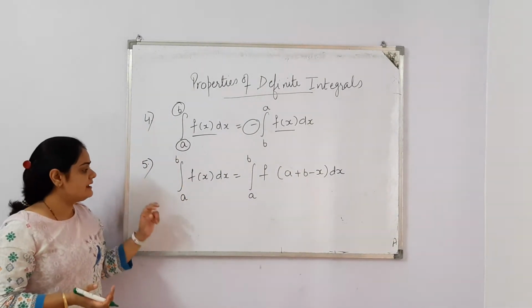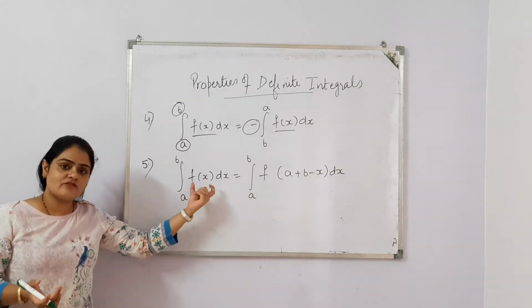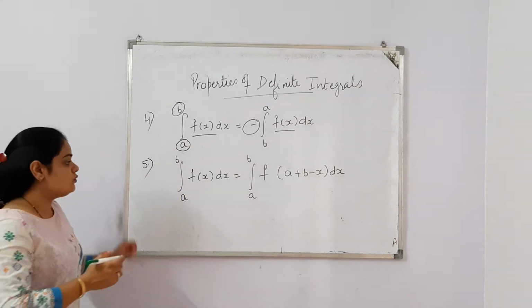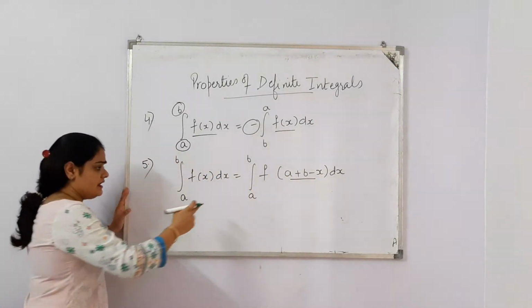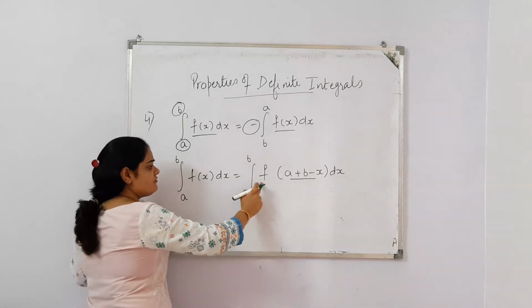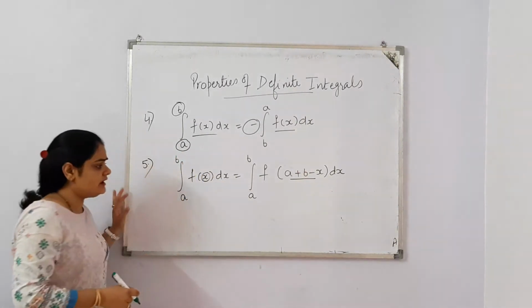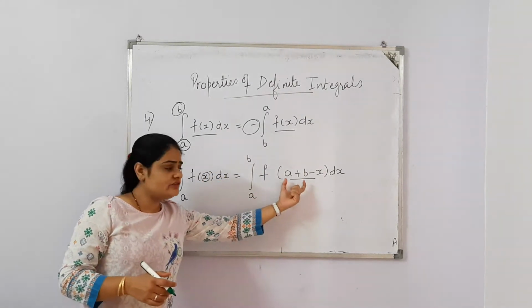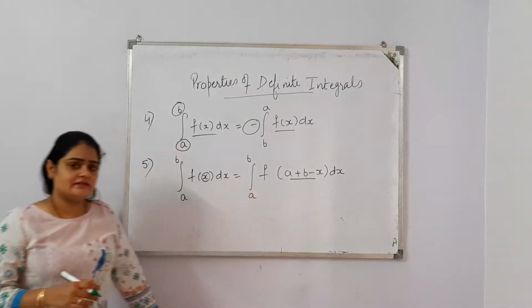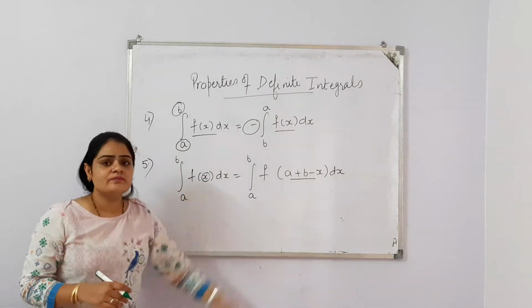The fifth property is saying whenever we have the limits a to b and the function is f of x dx, then we can do this thing. The limits a to b are the same, f of (a plus b minus x). That means in place of x, we are adding the limits and after that addition of the limits we are subtracting x. So the answer will be the same. That means this can be equal to this.